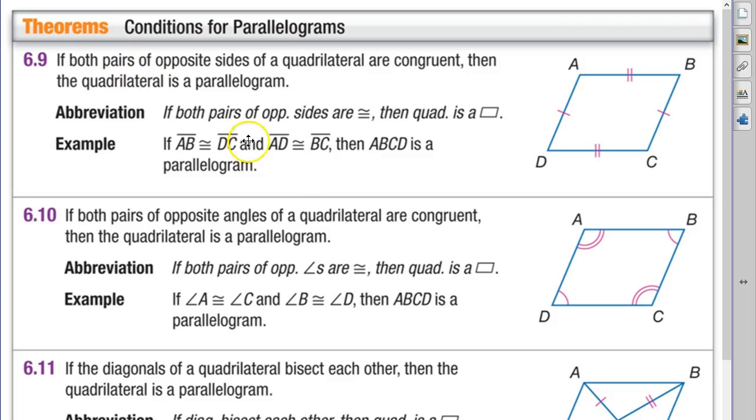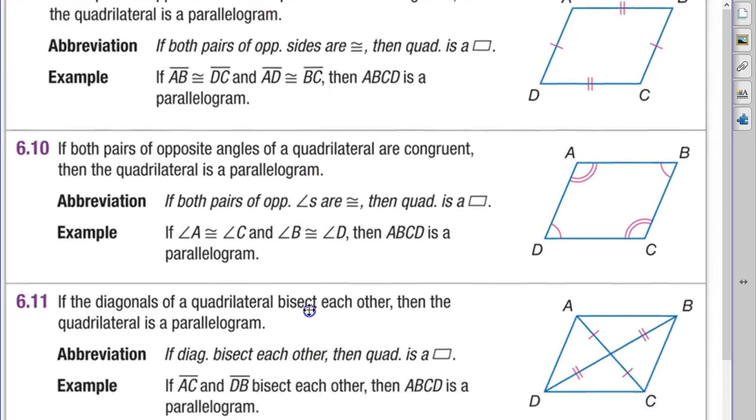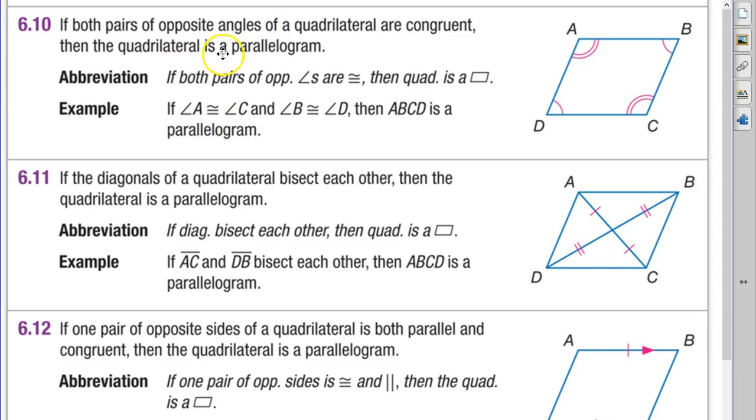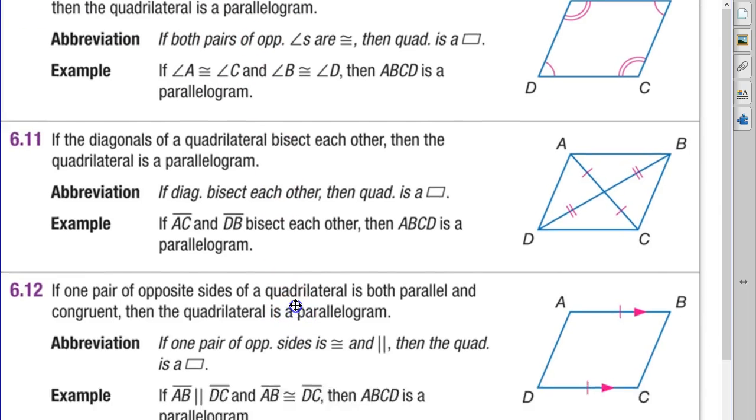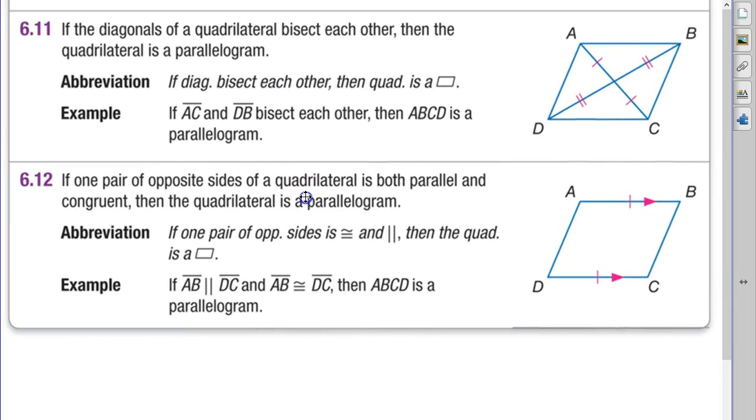The first way is the same way, kind of the first theorem about parallelograms. If you can prove that both pairs of opposite sides of a quadrilateral are congruent, then the quadrilateral is a parallelogram. Another way, if you can prove that both pairs of opposite angles are congruent for a quadrilateral, then you have a parallelogram. The next way is if the diagonals of a quadrilateral bisect each other, then the quadrilateral is a parallelogram. So if you can prove that the diagonals have been bisected, which is one of our properties of parallelograms, you can prove you have a parallelogram.